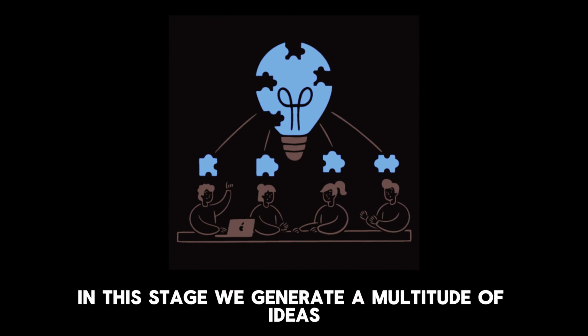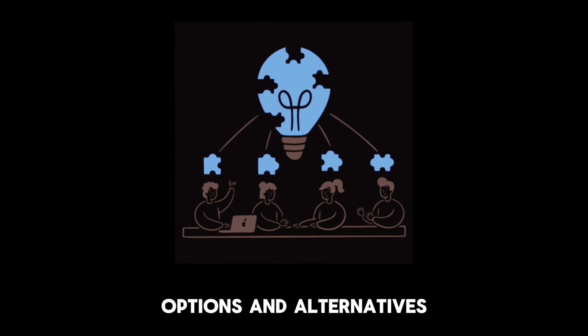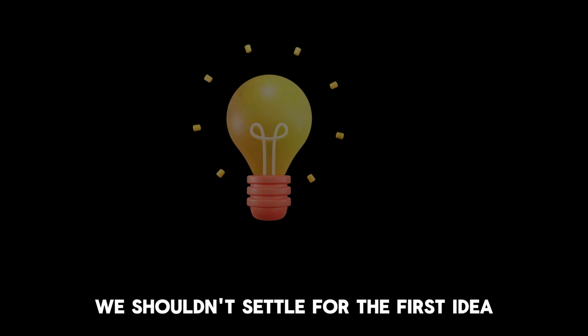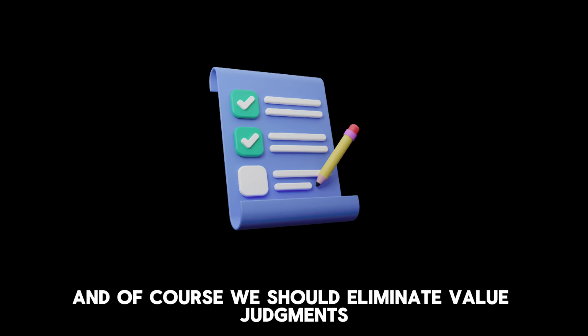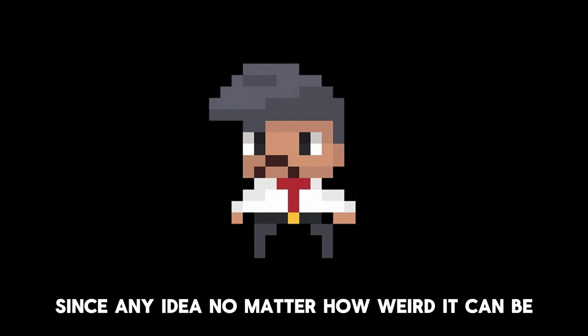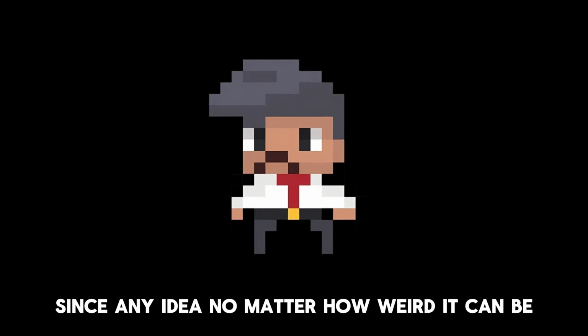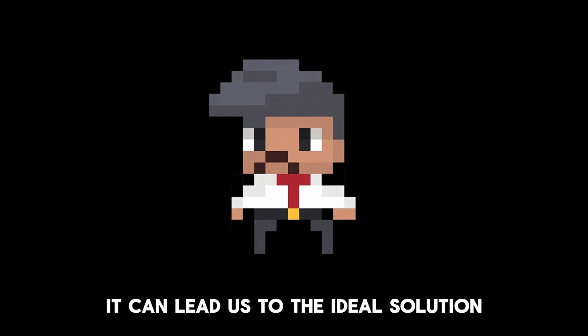The stage number 3 is called ideate. In this stage, we generate a multitude of ideas, options, and alternatives. We shouldn't settle for the first idea, and of course, we should eliminate value judgments, since any idea, no matter how weird it can be, can lead us to the ideal solution.